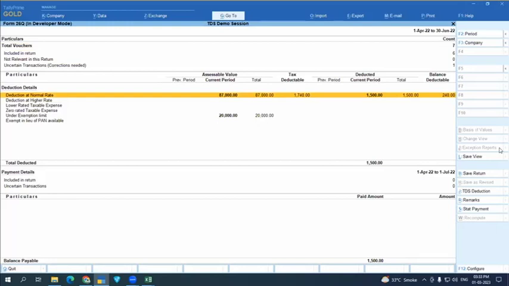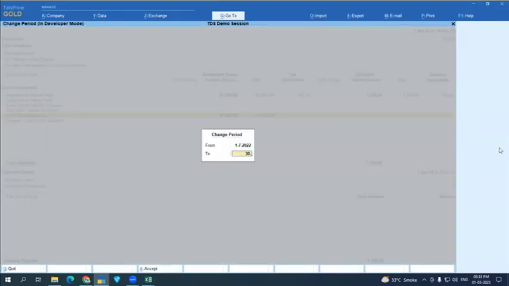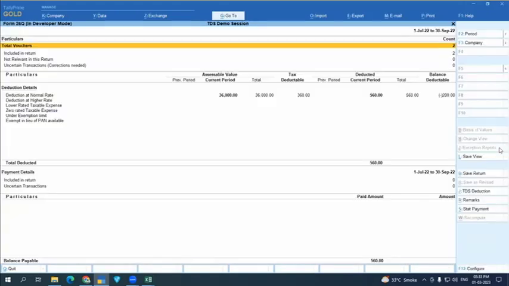In the first quarter, that party is reported under this criteria, under the exemption limit, because in that return, for that period, it is not crossing 30,000 on a single bill or even 1 lakh for the whole year. Now, 1st July to 30 September. See what happens.